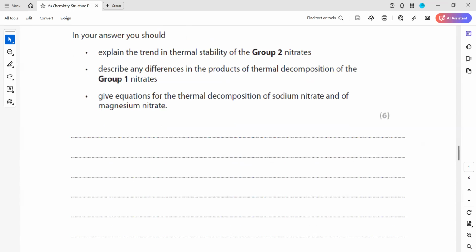Any doubt in it? So here you have to compare thermal stability. As we go down the group, it increases. And why does it increase? Because the ionic radii, or the size of the ion, increases. So there is less distortion or polarization of the negative ion, so the molecule remains stable.